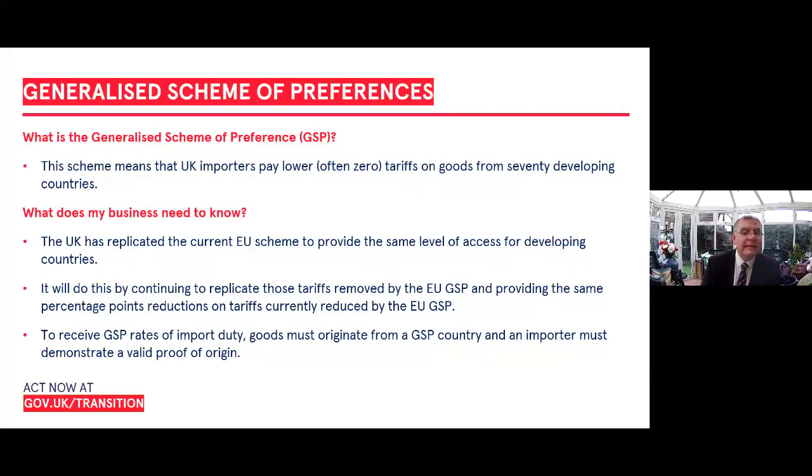So what does your business need to know? The UK has replicated the current EU GSP scheme to provide the same level of access for developing countries. It will do this by continuing to replicate those tariffs removed by the EU GSP and providing the same percentage points reductions on tariffs currently reduced by the EU GSP. To receive GSP rates of import duty, goods must originate from a GSP country and an importer must demonstrate a valid proof of origin.